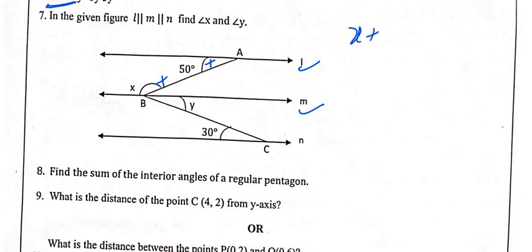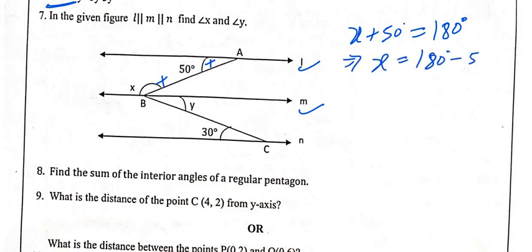So x plus 50 degrees is equal to 180 degrees, because we know that the sum of interior angles on the same side is 180 degrees. So what we will get, x is equal to, just you have to change the sign and subtract 50 degrees, we will get x is equal to 130 degrees.